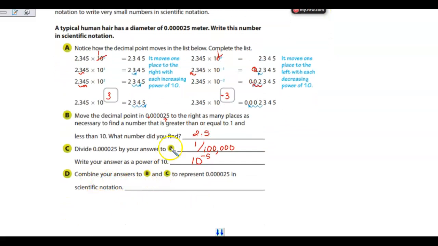Combine the answers on B. So 2.5 times 10 to the negative 5th power. And there it is, 25 millionths in scientific notation is 2.5 times 10 to the negative 5th power.